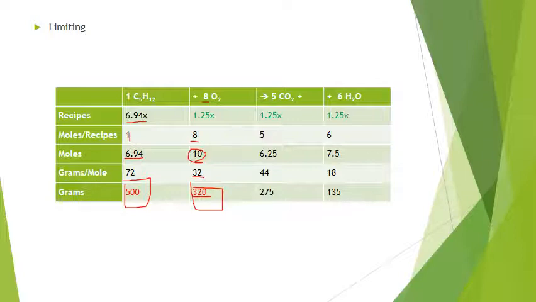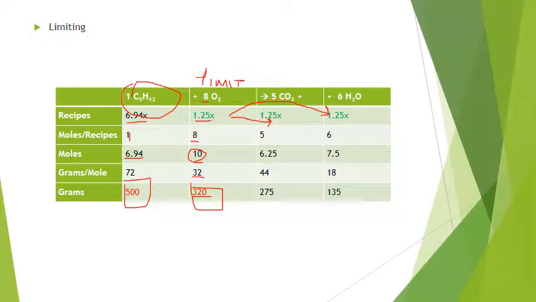So how many times can 8 go into 10? 1 1/4. So you can do it 1 1/4 times. Okay, so here you can do the reaction almost 7 times. Here you can do a little bit more than 1. Obviously, you're going to run out of the oxygen way before you're going to run out of the pentane. So you can only do 1.25 recipes of the oxygen and not 6.94. So you're going to have a lot of the pentane left over. All right, so that's how many recipes you can do, 1.25.